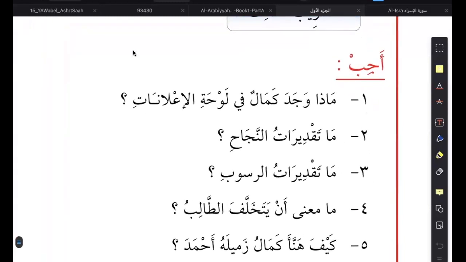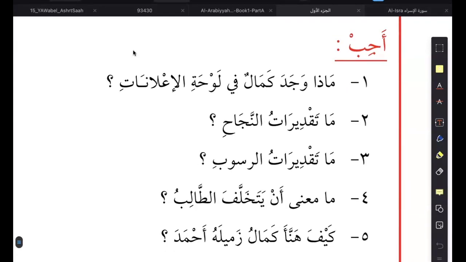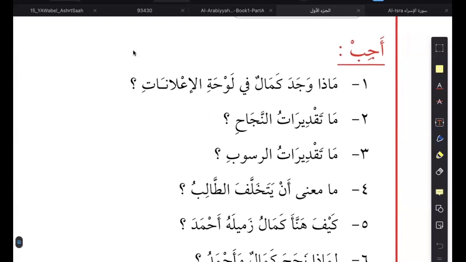So here in this tadrib, it says ajib, which means answer. ماذا وجد كمال في لوحة الإعلانات؟ What did Kamal find in the bulletin board? So these kind of questions you can answer two ways. You can answer with a very short answer. You can just give the answer itself, or you can give a complete sentence.